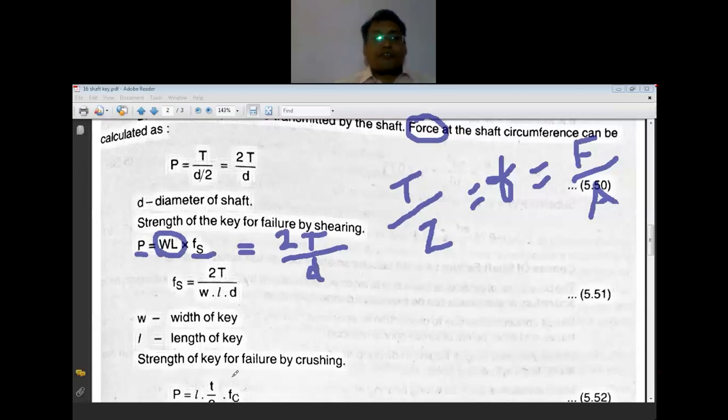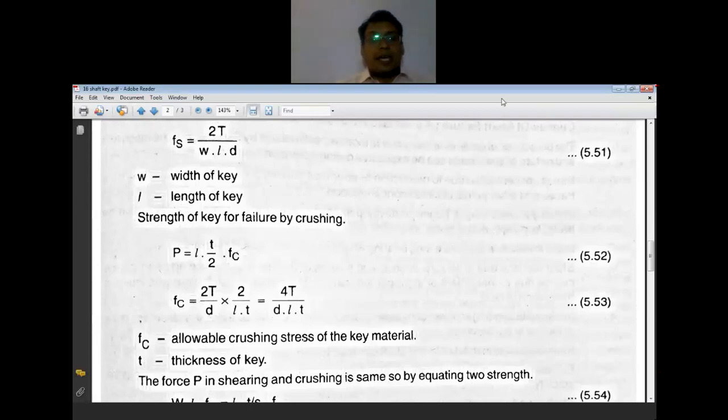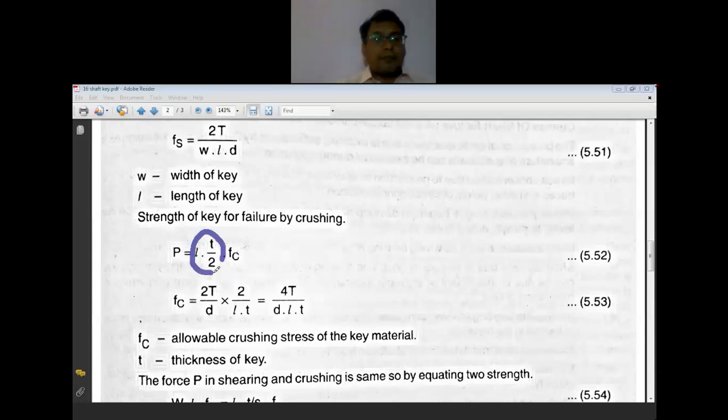Similarly, the strength of the key for failure in crushing. So P is equal to L into T by 2. This is nothing but the affected area. Now why is T by 2 taken? Half of the section is in the hub and half of the section is in the shaft. That is why T by 2 has been taken into account, because this is crushing and the applied force of the crushing is provided through the shaft.